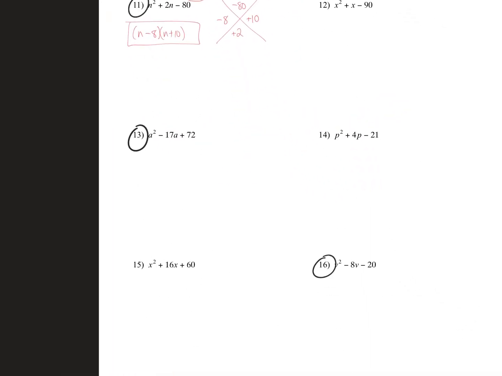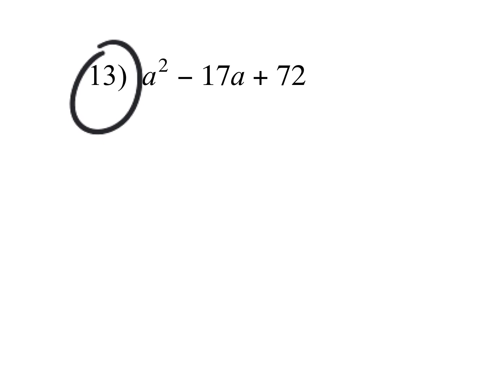Okay, two more to try, and then we're just going to give you the answers for the other ones, and you guys can compare your work and see how you do here. Okay, so let's do this. We have a squared minus 17a plus 72. 72 goes on top. -17 goes on the bottom.